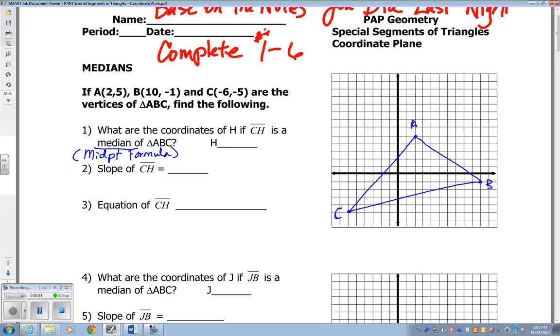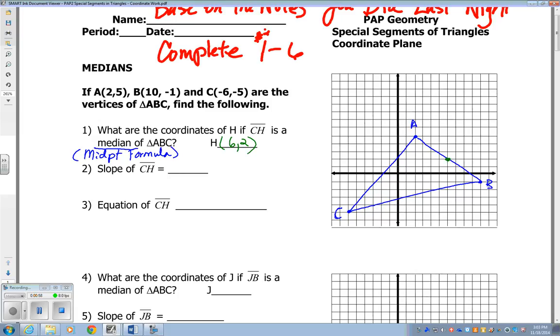of H. Any group have the coordinate of H? Raise your hand. Taylor: 6, 2. All right, 6, 2 is correct.